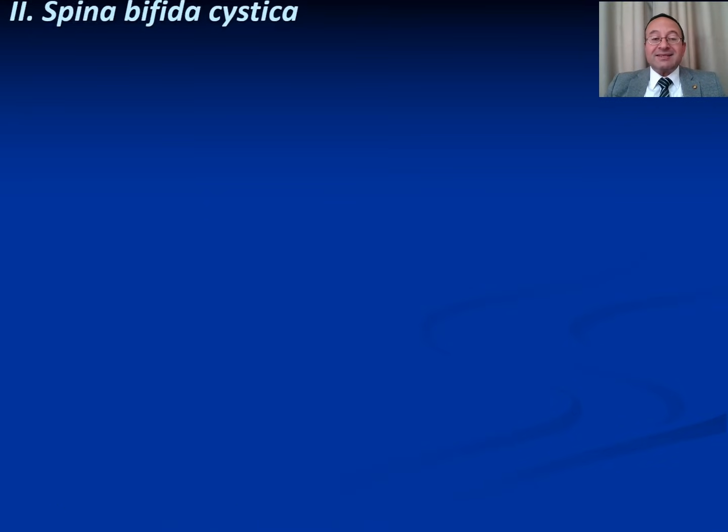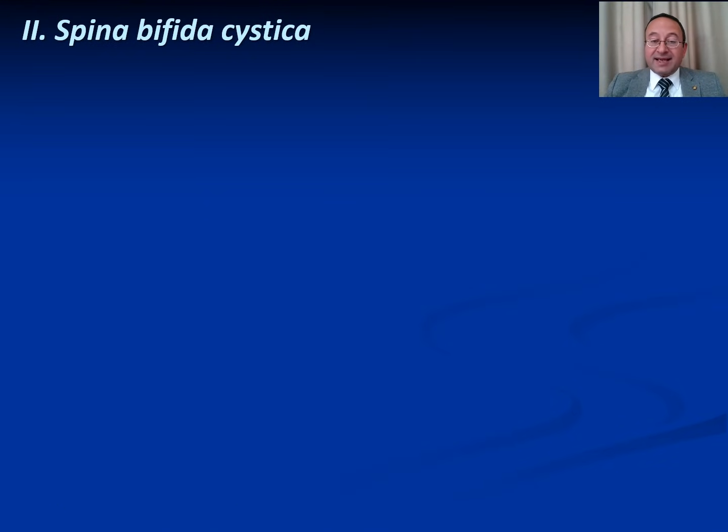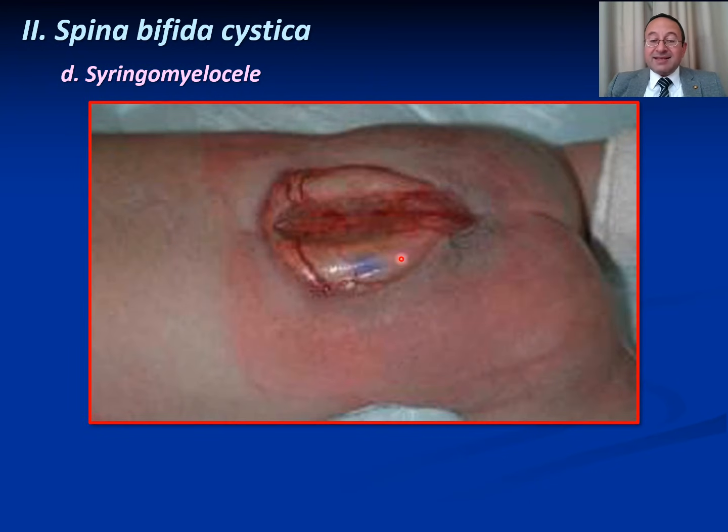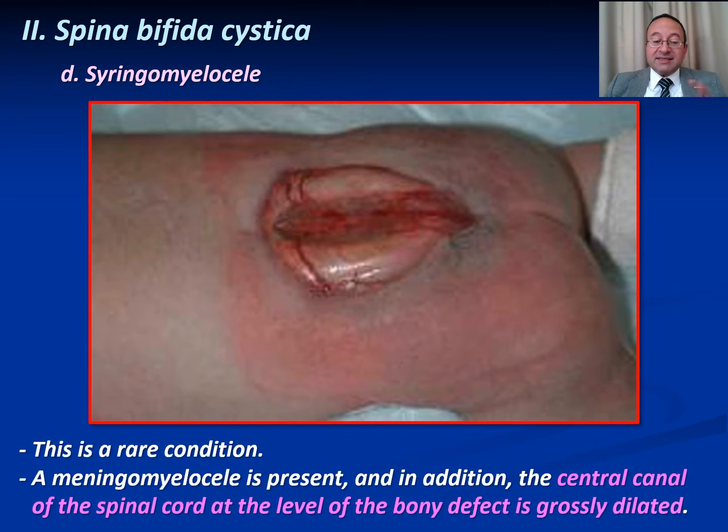The fourth and last type of spina bifida cystica is called syringomyelocele. In this type, it is the same as meningomyelocele, but in addition, the central canal is widened, dilated in the region of the anomaly or of the lesion.